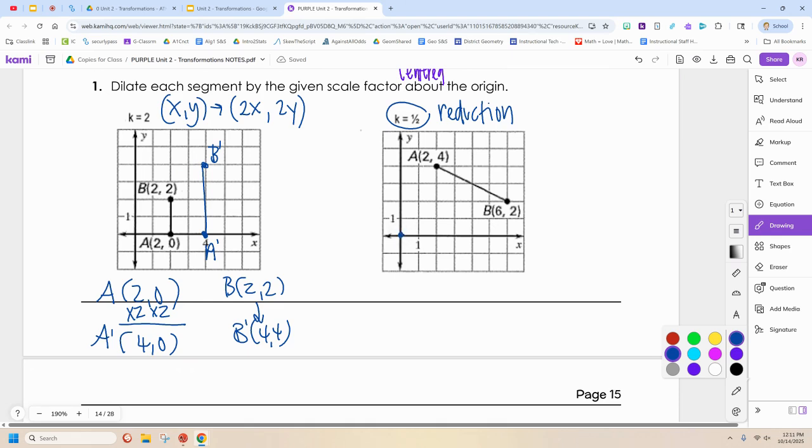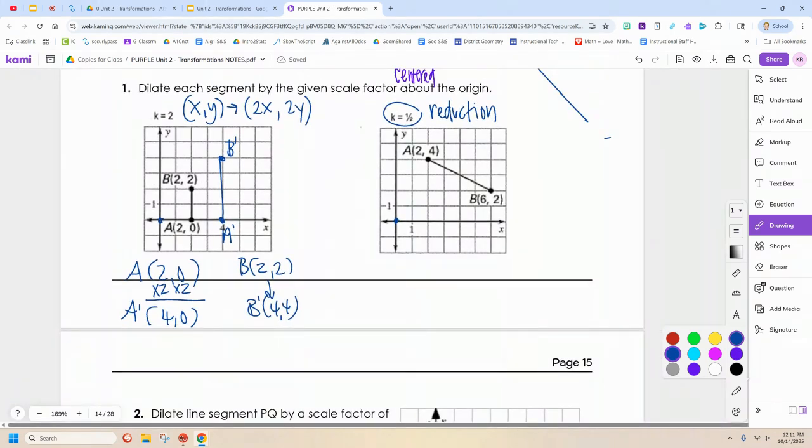I'm wondering if you noticed that in the first one, our segment moved farther away from the origin, right? So when we do a reduction, it's going to get pulled in towards the origin, okay? So we can start by going like this.